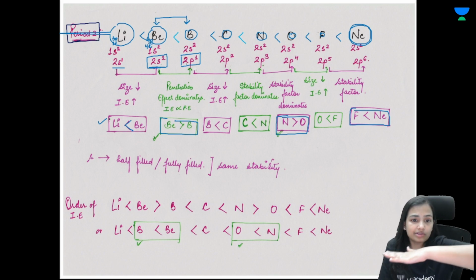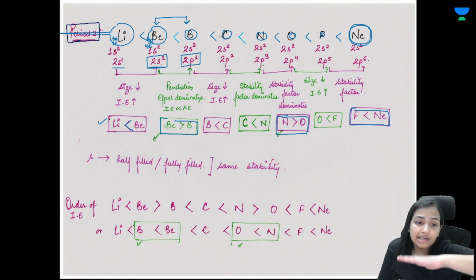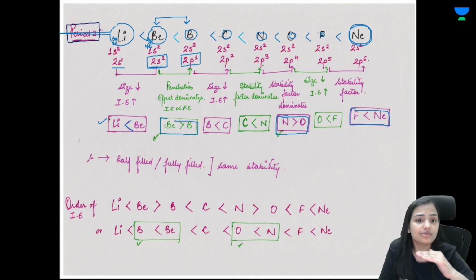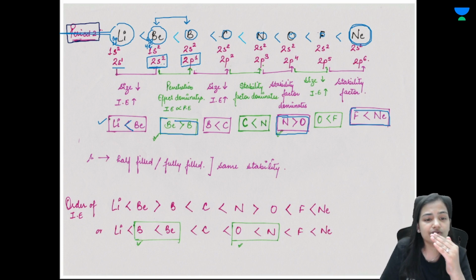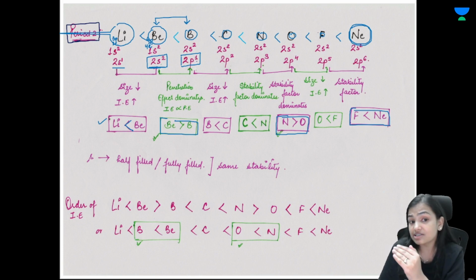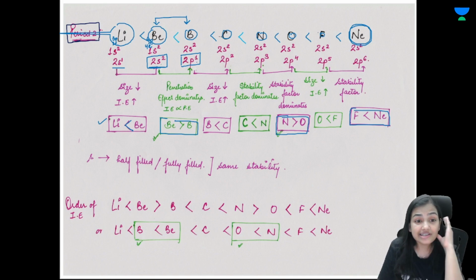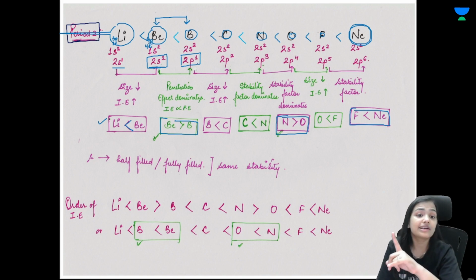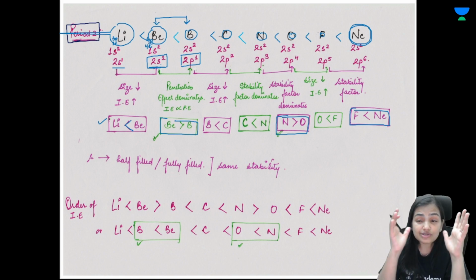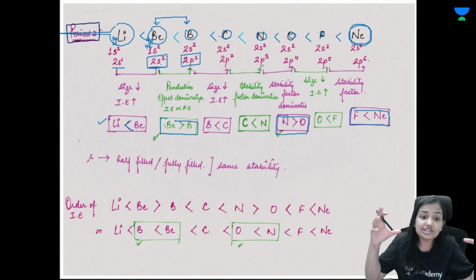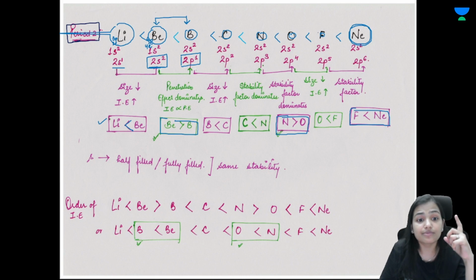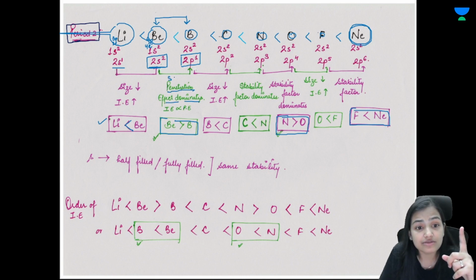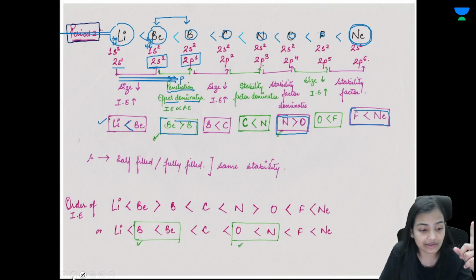They are 2 and 2, the value of n is the same, but here the orbital is s and here the orbital is p. So is it easy to remove an electron from the s orbital, or from the p orbital? What would be your answer? If there is a change in orbitals, it's always easy to remove an electron from the p orbital, because the s orbital shows more penetration effect. It has a tendency to go closer to the nucleus. So the penetration effect dominates, and the s orbital has more penetration effect than the p orbital.